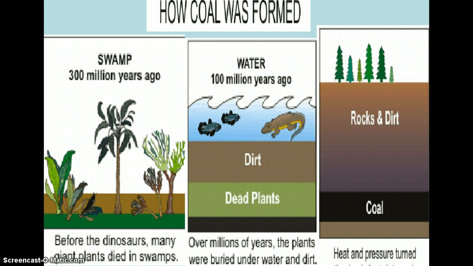Okay? So for your notes, a long time ago, giant plants and animals in swamps died, were buried, and subjected to heat and pressure. And it turned into coal.